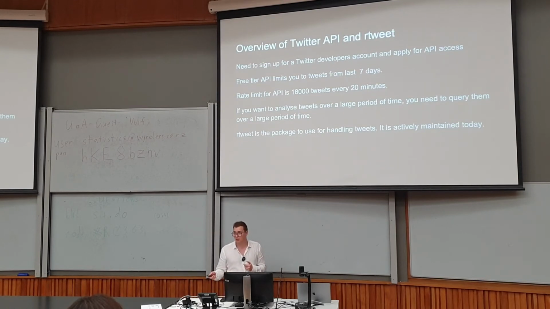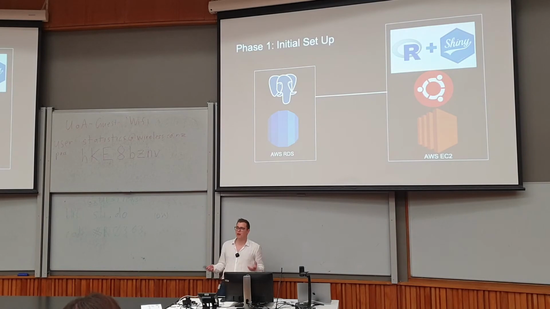There are a few packages in R to get tweet data. The current one to use is RTweet. That's actually maintained today and works pretty well. So the first thing I did to build this, I built a basic bit of infrastructure. It was the first time I'd ever built anything. So I just went ahead and took an AWS RDS instance, which is the relational database instance, and put Postgres on that. So that was my database because I'd used it before.